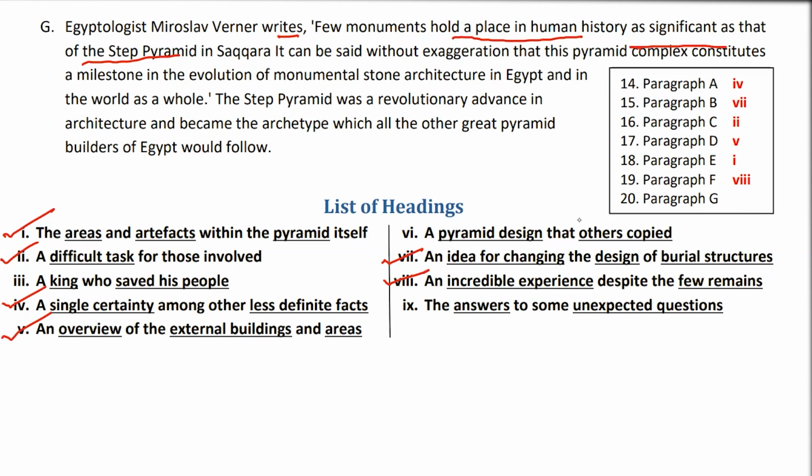This pyramid constitutes a milestone. So milestone means it's very important in the evolution of monuments in stone. It started this thing, and in the world as a whole, the step pyramid was a revolutionary advance. It was an advance in architecture, and became the architecture which all the other great pyramid builders of Egypt would follow. Would follow means they would copy. They would copy this because this was revolutionary and this was the first one. So here we have the answer. A pyramid design that others copied, 6. So 6 has to be the answer.